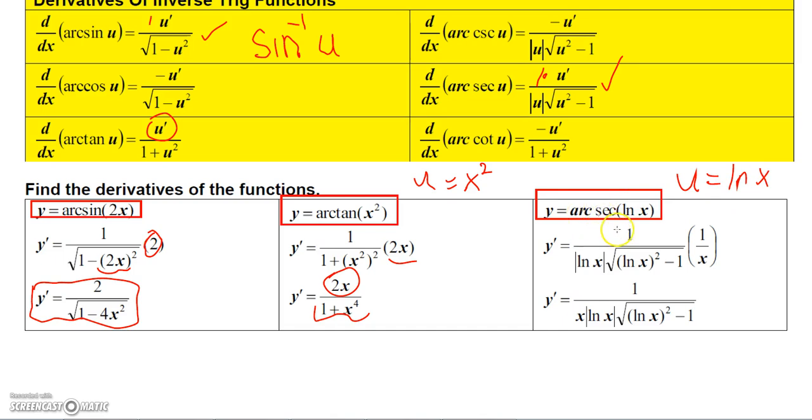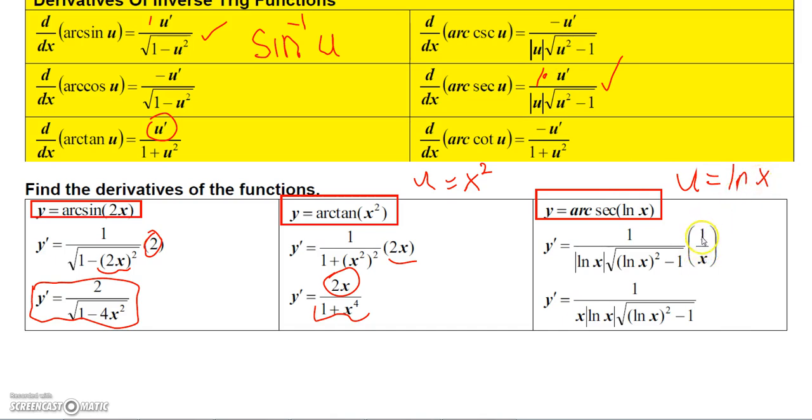So now, I'm going to have 1 over the absolute value of u, and remember u is natural log of x, so that'd be 1 over the absolute value of natural log of x, and then times the square root of natural log of x quantity squared. Make sure you put natural log of x in parentheses, because if you don't, you might have it like natural log of the argument x squared, but that's not the same as natural log quantity squared. So it's natural log quantity squared, and then minus 1. And then you have to multiply by u prime. And u prime would simply be the derivative of natural log of x, and we know that's 1 over x.